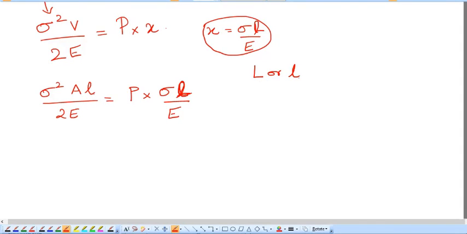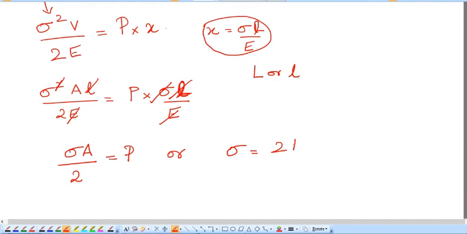So the length and length get cancelled, and here is one sigma, and here sigma square is there. So one sigma gets cancelled. In the denominator I am having Young's modulus E, so that also gets cancelled. The remaining is sigma A by 2 is equal to P, or I can write it like this: stress is equal to 2 times the load divided by area.